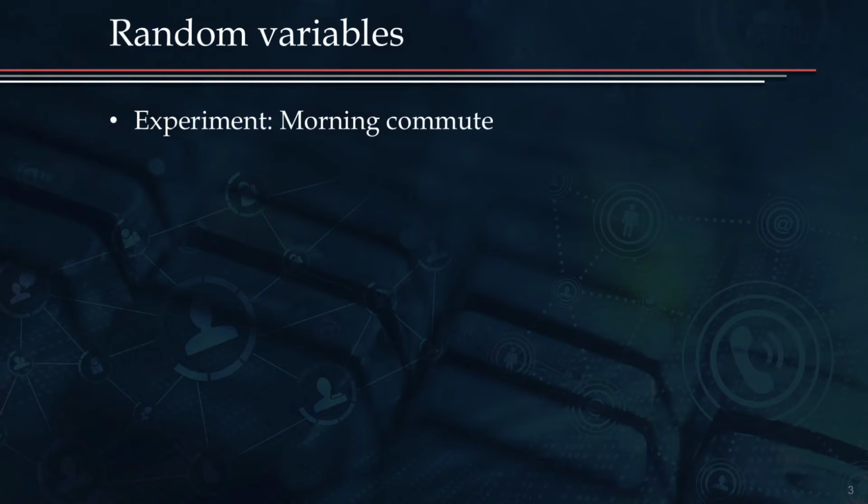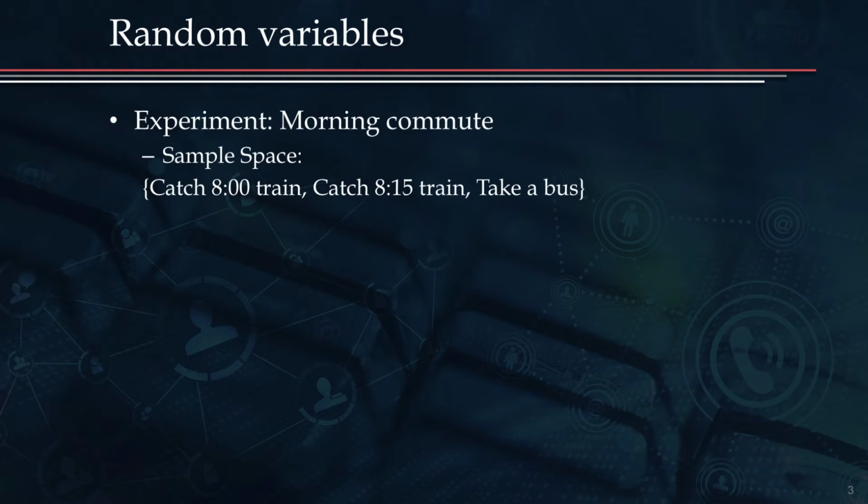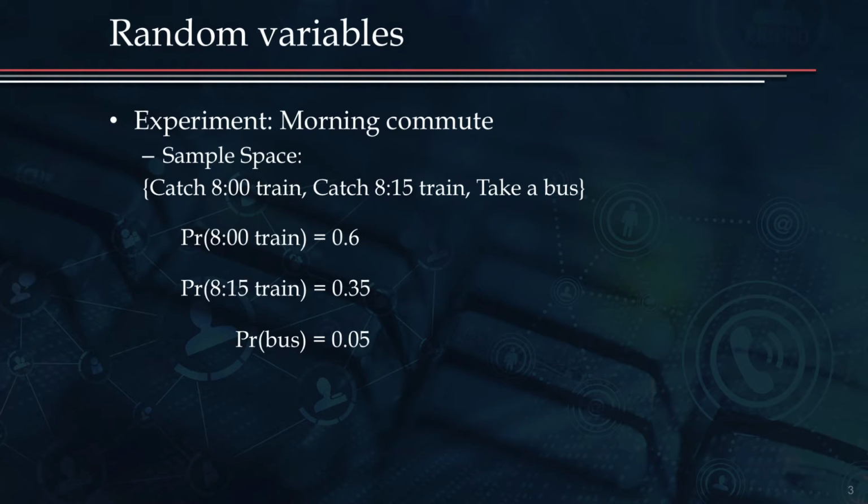So let's begin with just introducing random variables, and I'll use an example to motivate this. Let's say that your experiment is your morning commute, and there are 3 outcomes. You could catch the 8 o'clock train if you're really running on time, or if you're a little late, you'll catch the 8:15 train. And on some really bad days, the train's not running and you have to take a bus. As we've done in previous videos, we could say that there's a probability associated with each of these events. Say the probability you catch the 8 o'clock train is 0.6, the 8:15 train is 0.35, and the bus is 0.05.